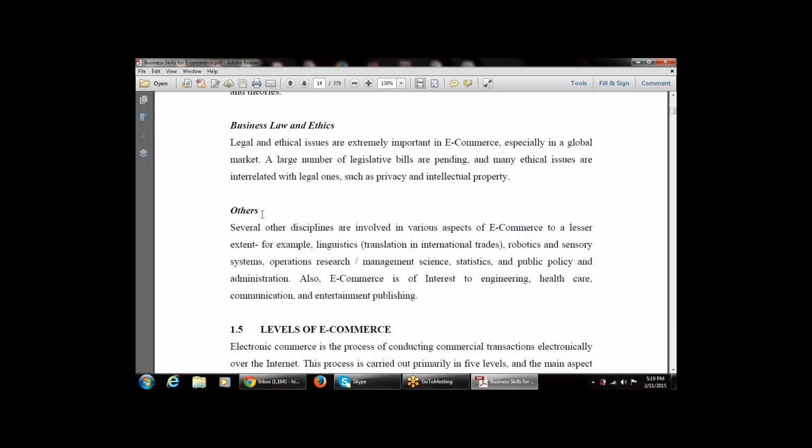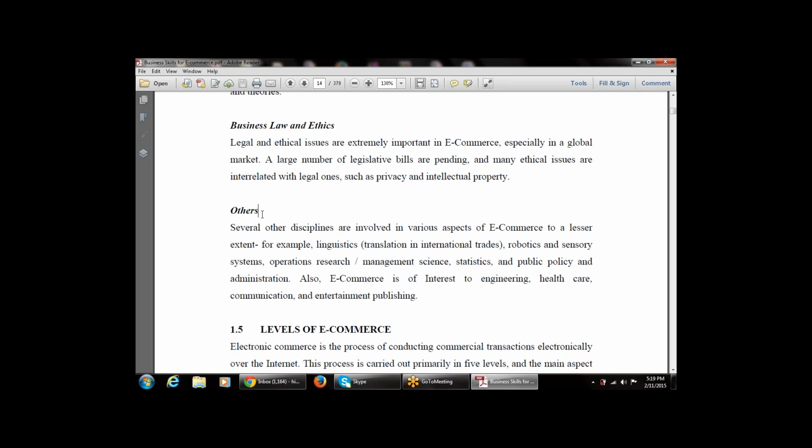So e-commerce is one of the better approaches for engineers, as well as for healthcare, which is also affected by and uses e-commerce. Then communication: whenever we use any communication media, either mobile phone, SMS, or any other media, that is also of interest to e-commerce. And entertainment publishing, where we can also use e-commerce for entertainment purposes.